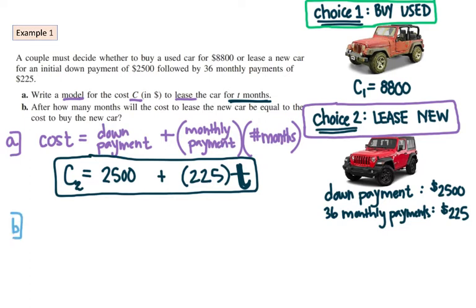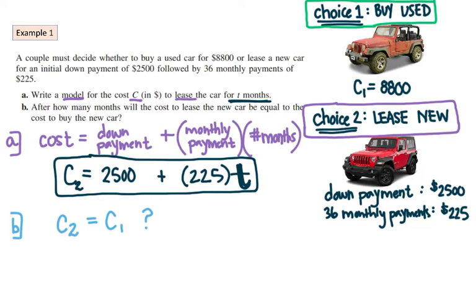Well, now let's look at the question part B. It says, after how many months will the cost to lease the new car equal the cost to buy the new car? So what they're really asking is, when is the cost to lease, the second choice, equal to the cost to buy? When does that happen?